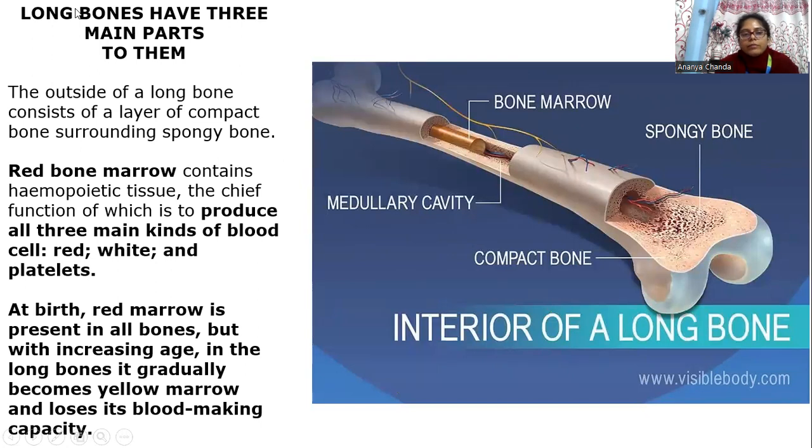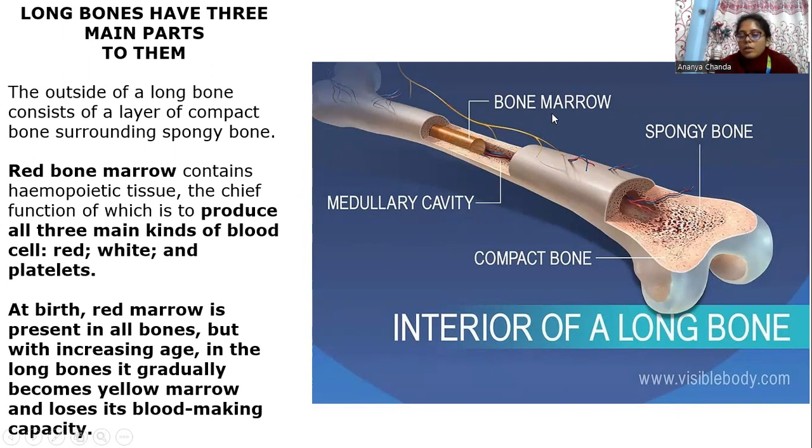So long bones have 3 main parts. So this is the long bone. If we dissect it, then we can see a spongy part. Then comes spongy bone, which is surrounded by a compact bone, which is a hard part. And it contains what? Bone marrow, where red blood cells are produced, and a medullary cavity.